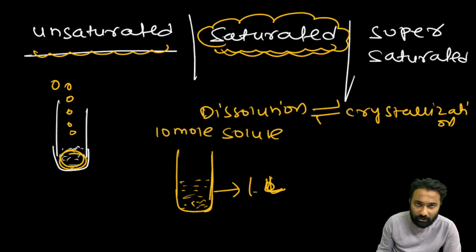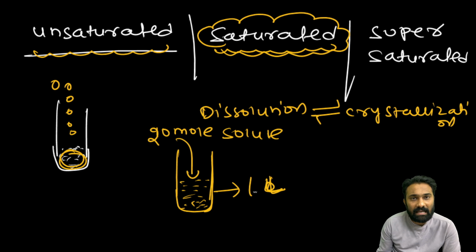Some weight of the solute was added. What did happen? The solution has dissolved that solute. Okay? Then that solution we call an unsaturated solution. Again I increased it to 20. Again it has been dissolved. Clear? Then I took 30.